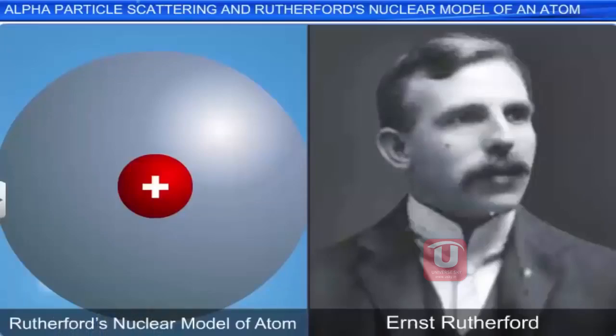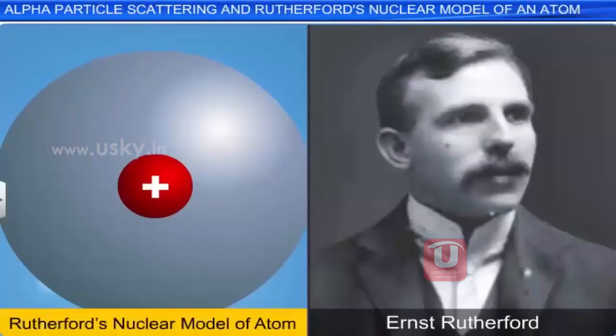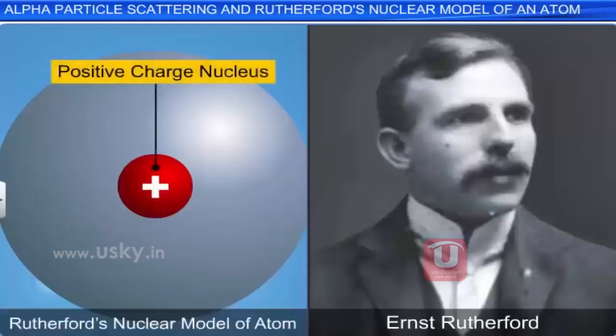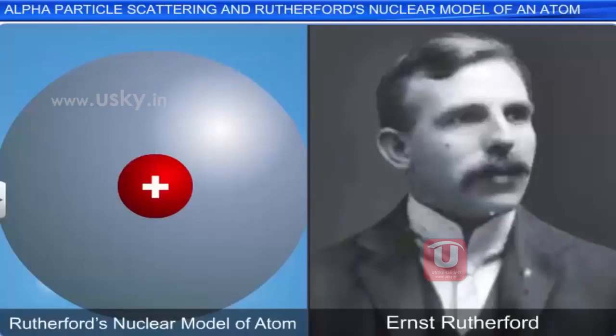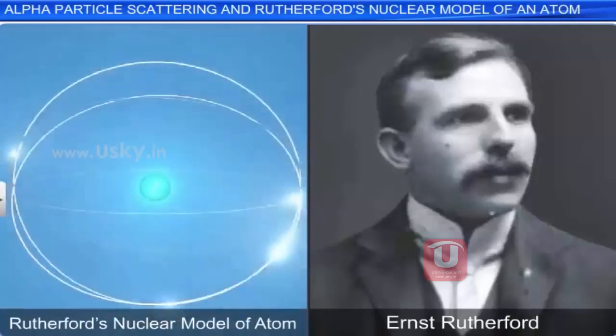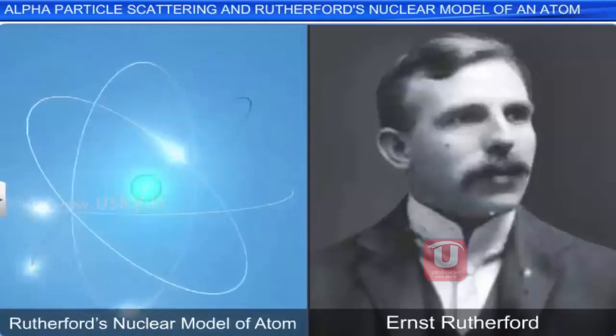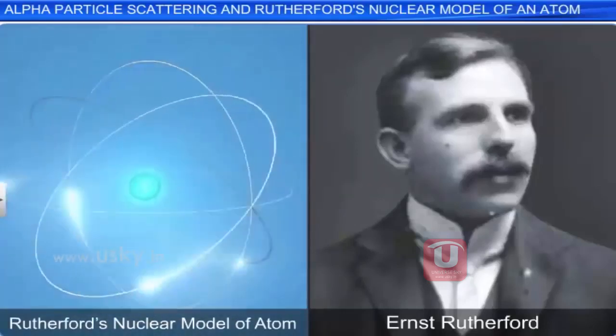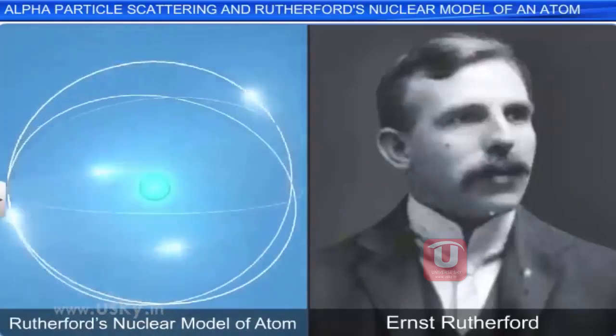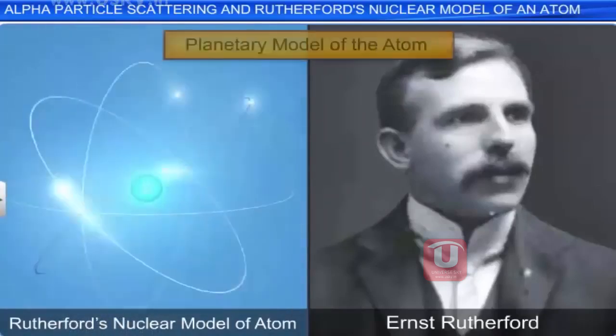Based on these assumptions, Rutherford proposed the atomic model, henceforth called Rutherford's nuclear model of the atom. The entire positive charge and most of the mass of the atom is concentrated at the center of the atom, called the nucleus. He also proposed that the electrons revolved around the nucleus in orbits, just like planets revolving around the sun. Hence, Rutherford's atomic model is also known as the planetary model of the atom.